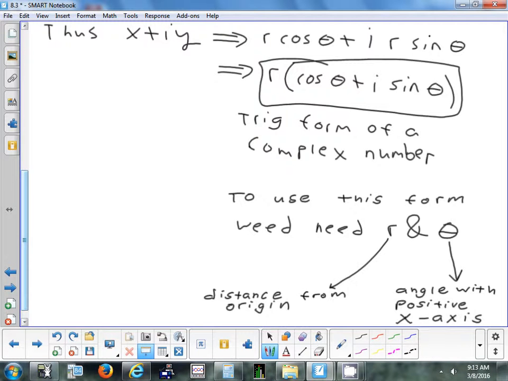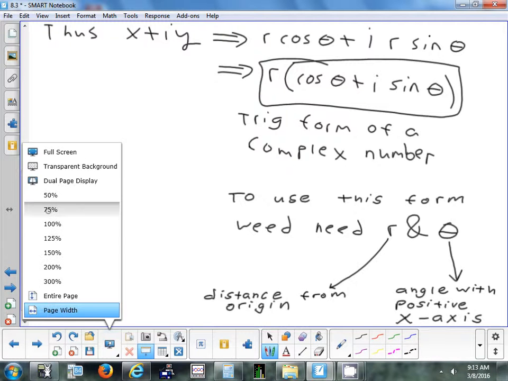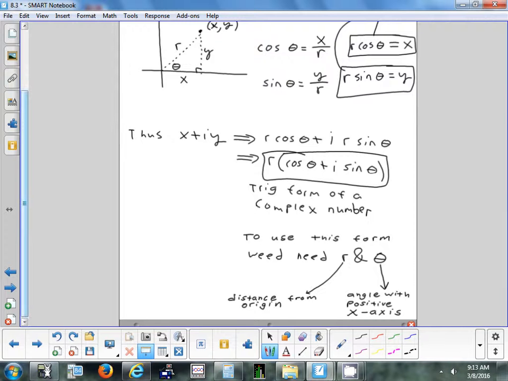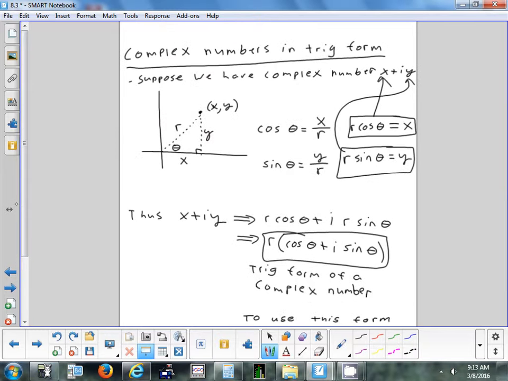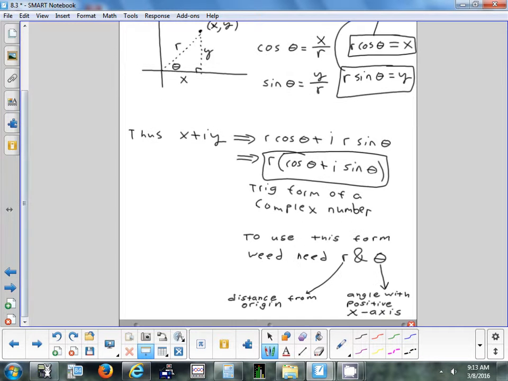Can you scroll up for just a second? I missed one little piece of it. Where did the i come from? The i is part of the standard form of a complex number, x plus iy. So we just carry that i down. Oh, okay. Everything else we substituted in for.